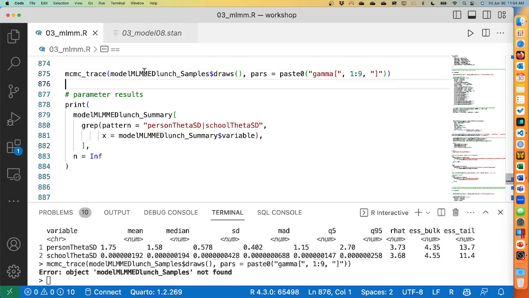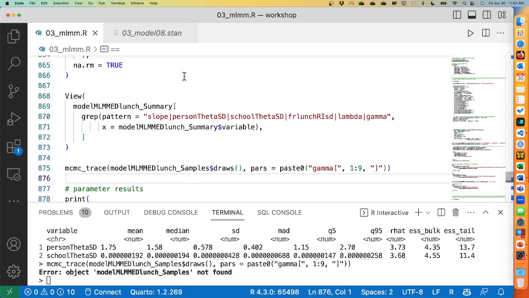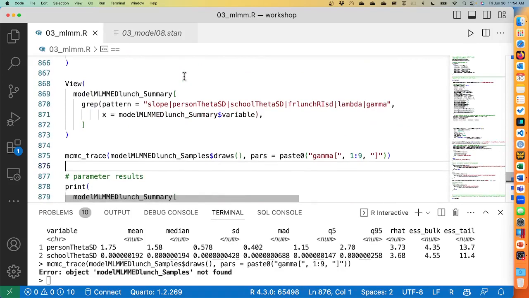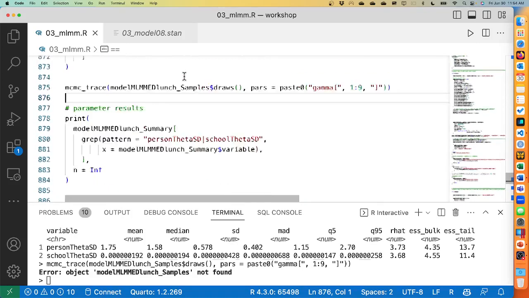Moreover, this is the trace line. Oh, no, I didn't do that. Do I have a trace? I don't have a trace. I'll leave that right now.